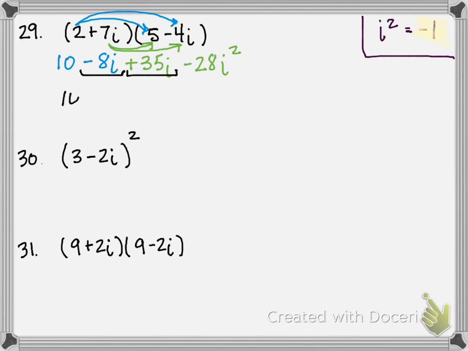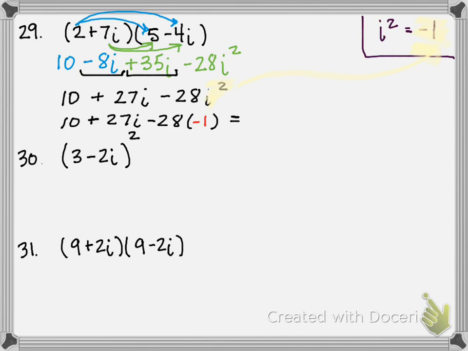So we're going to have 10 plus 27i minus 28i squared. And remember, I told you to look out for that i squared. So it's popped up right there. So I need to replace it with that negative 1. So we're going to have 10 plus 27i minus 28 times, and instead of i squared, plug in that negative 1. And all it really does is change the sign, but it turns that imaginary number into a real number.